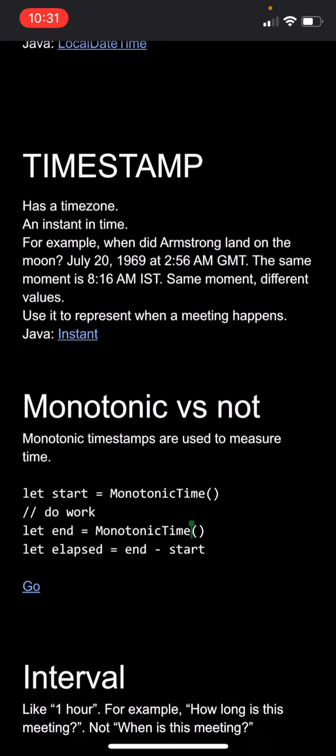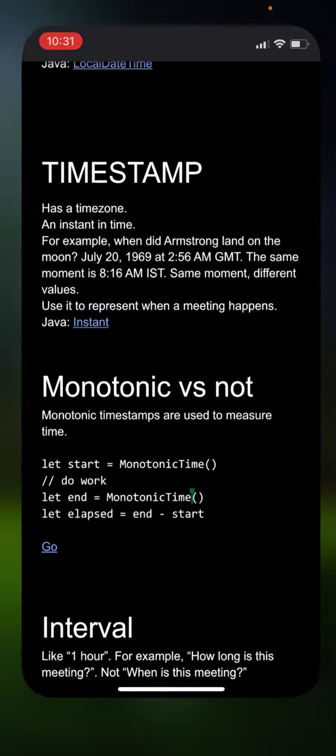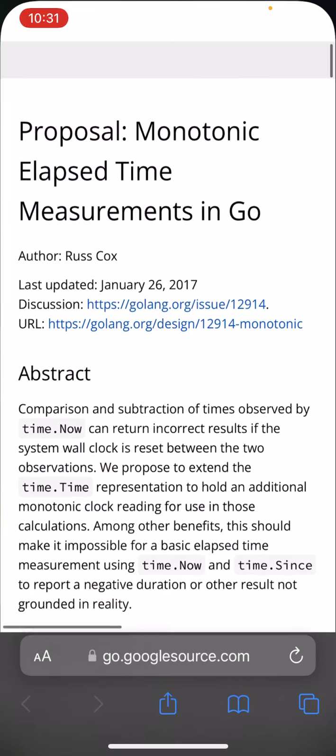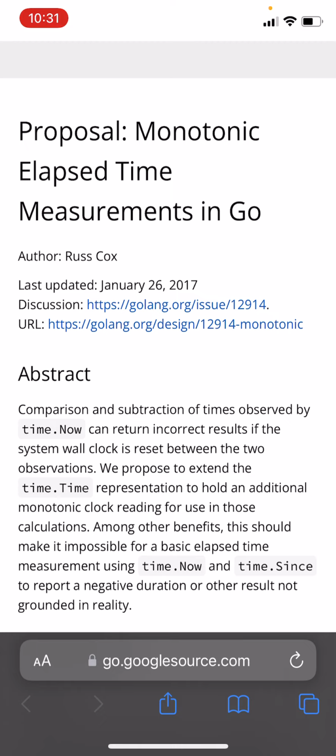Now let's discuss a little more complicated concept called monotonic time. Let's say you have a clock and there's this insightful proposal on the Go bug tracker. You should read this. I've read this multiple times over the years. It's extremely insightful.